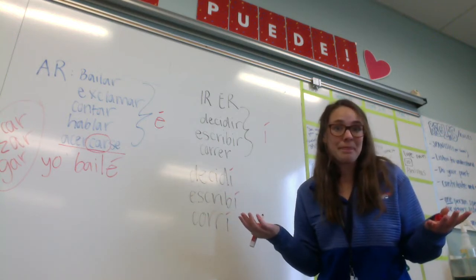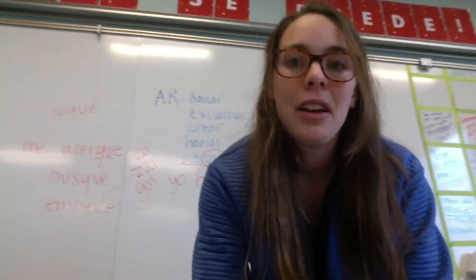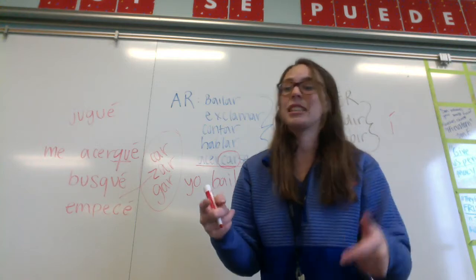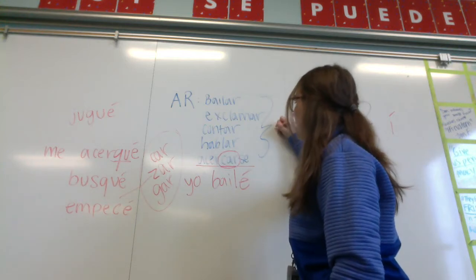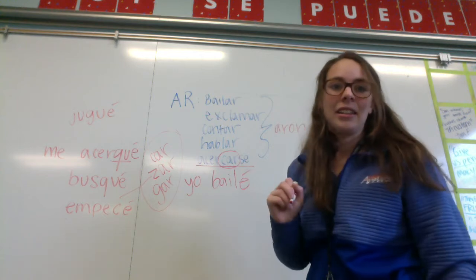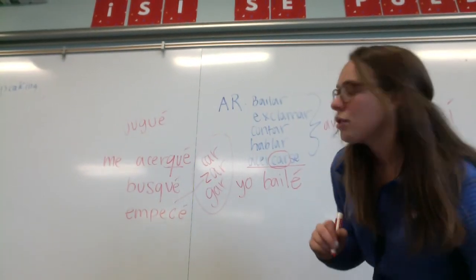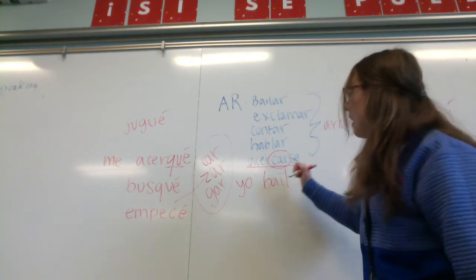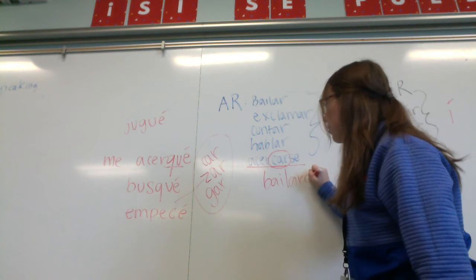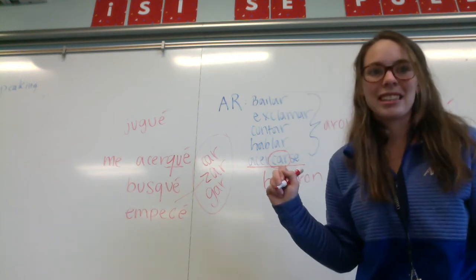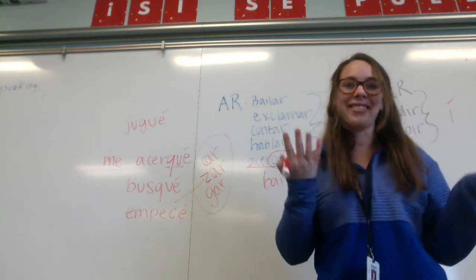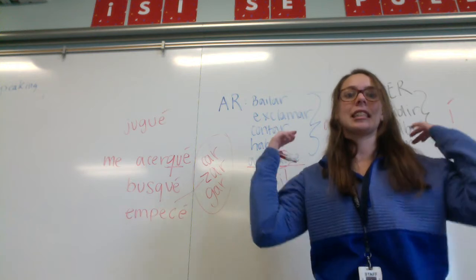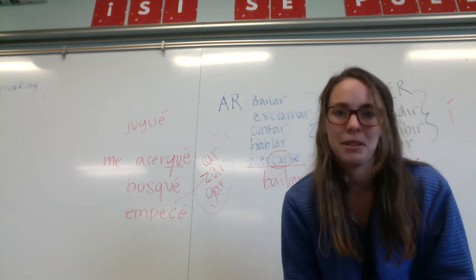Pretty simple. Now, we don't just say that I did something or he did something. Sometimes we say they did something. For AR words, that's going to be the ARON ending. So with bailar, we take off the AR and make ellos bailaron, they danced. With caminar, it changes to ellos caminaron, they walked. Ellos exclamaron, they exclaimed.